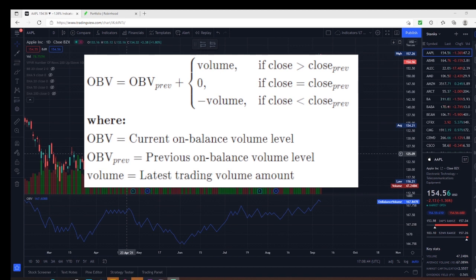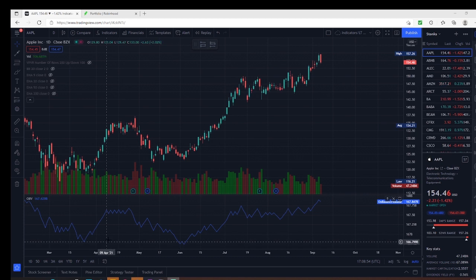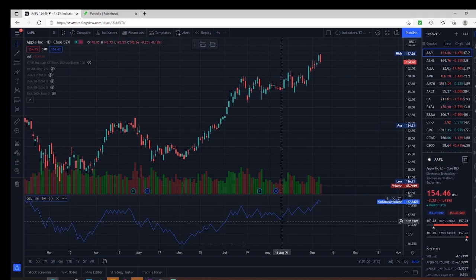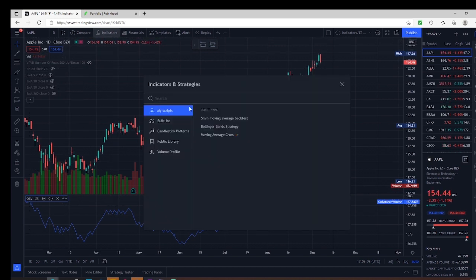This might look more confusing than it is. It's simply calculated by adding the volume on up days and subtracting the volume on down days, and then plotting that running total as a line, which you can see here on the bottom, this blue line right here, OBV. You can add it to your charts by clicking on indicators here and just starting to type in on balance volume. It's a built-in indicator here on TradingView.